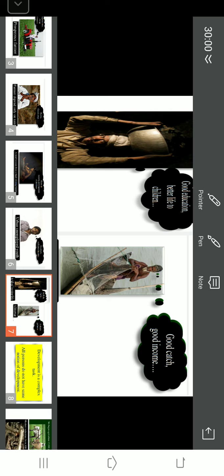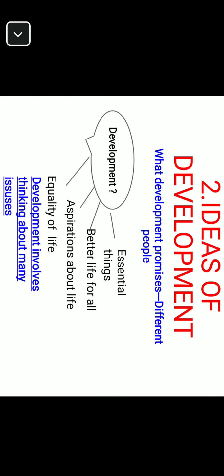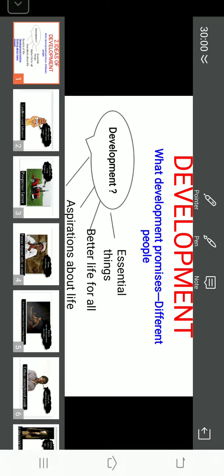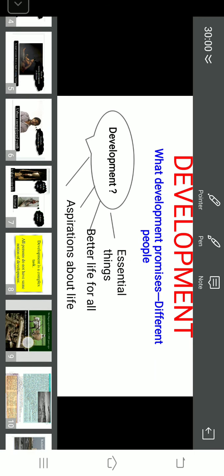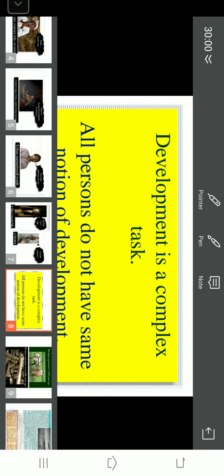So development involves not only income. There are many issues. In the first one, we have seen what development is. Development involves essential things and better life for all, and all the aspirations of the people have to be fulfilled. There should be equality of life when people work in different sectors. So with this, we can say that development is a complex task, and all persons do not have the same notion, the same concept of development. It varies from one person to another, right? To understand it clearly, we'll see one more example. So development is different for different people, right?